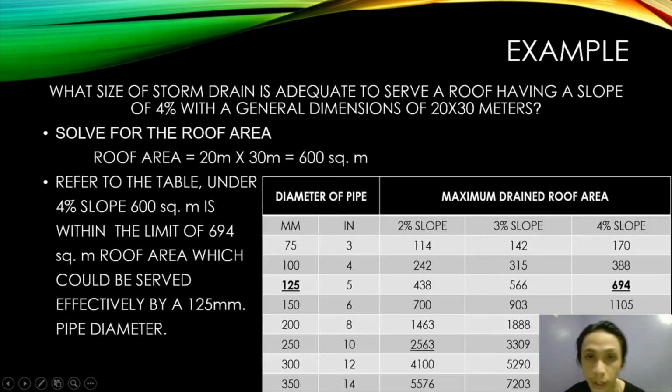So if we reach 700, then we have to use the one that belongs here, the 1105, which is 150 millimeters. Since the maximum is 694 and we have only 600 square meters, then you have to use 125 millimeters for this one. So that's pretty much it. It's easy, as we only need the roof area in order for us to determine the diameter of pipe that must be used or to be served.